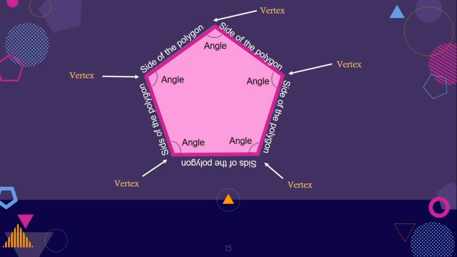Again, the line segments, those are what we call the sides of the polygon. The intersection of two sides, that is what we call the vertex. And the opening here, that's what we call the angle of the polygon. Okay?